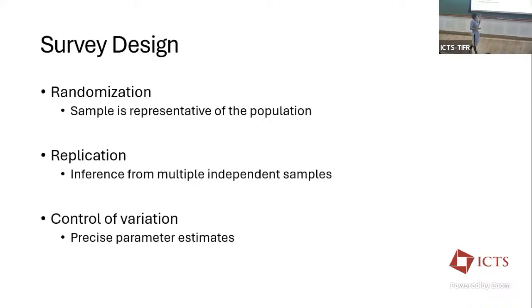Why do you want these? Randomization so that your sample is representative of the population. Replication, you basically want inference from multiple independent samples, right? Multiple samples which are independent of each other. So in that entire area, going to multiple different locations. And control of variation because you want some precision in your parameters. You want to say something with a little bit less uncertainty.